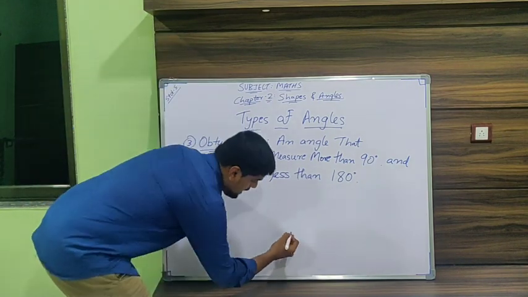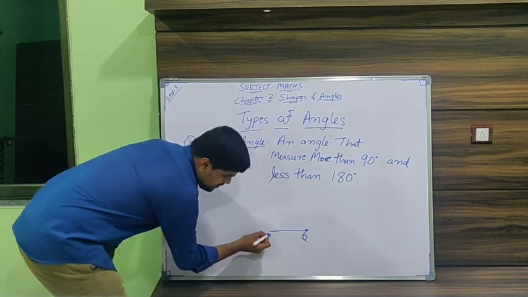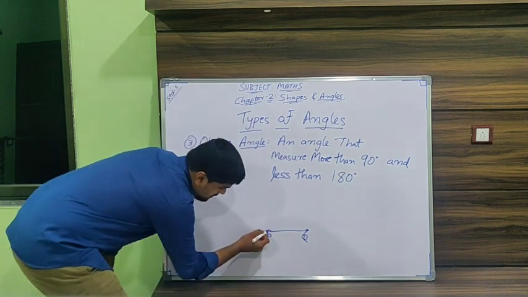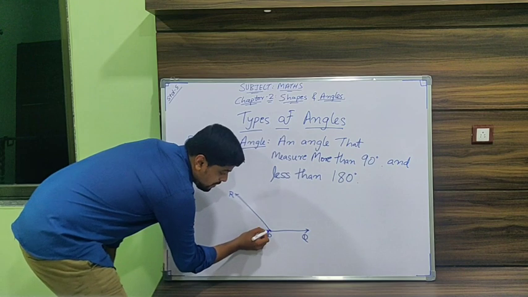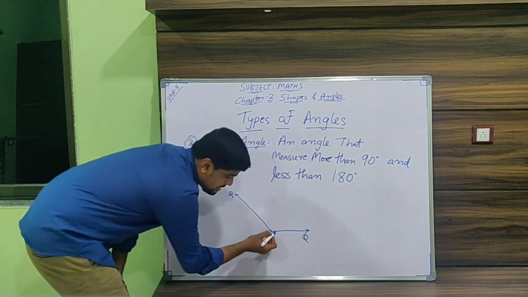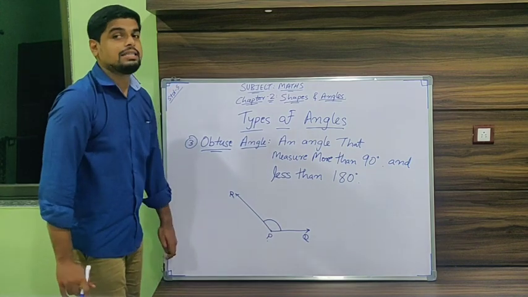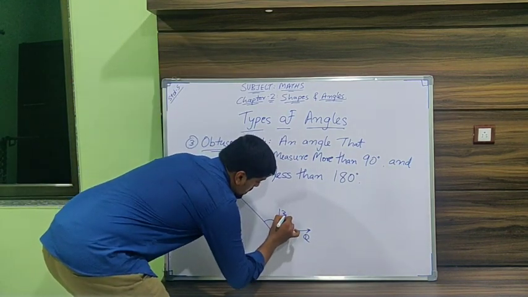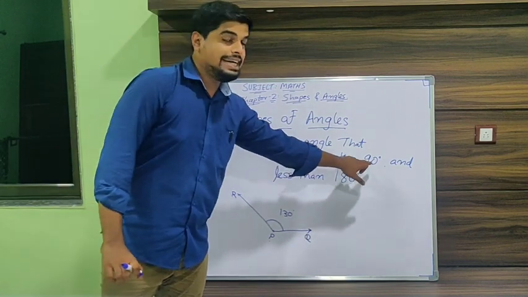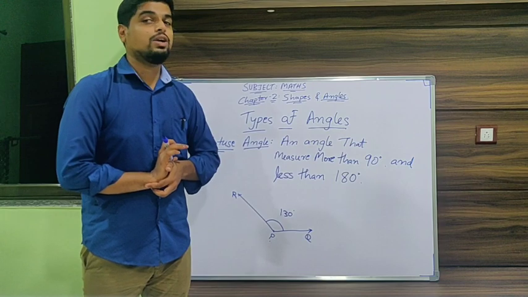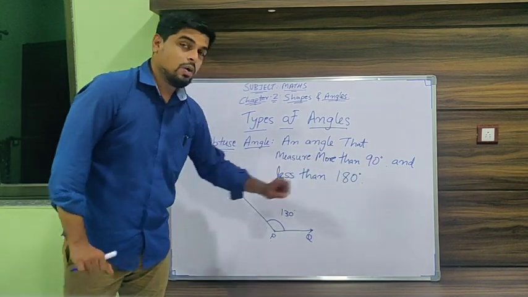Let's see. If I draw a ray PQ with P as an endpoint, and if I draw another ray, say PR, which has a common endpoint, that is P as a vertex. So the distance between PQ and PR is more than 90 but less than 180. Say this distance will be 130 degrees. So the angle that measures more than 90 degrees and less than 180 degrees is known as an obtuse angle. As we have seen, 130 degrees is more than 90 degrees and less than 180 degrees.